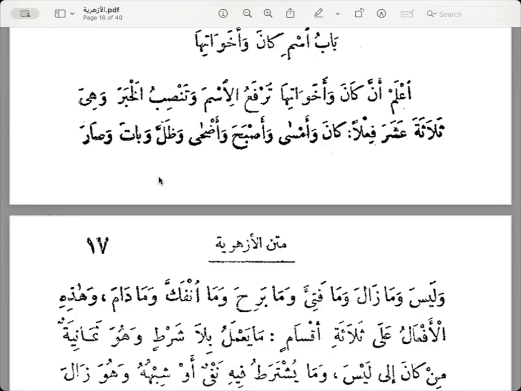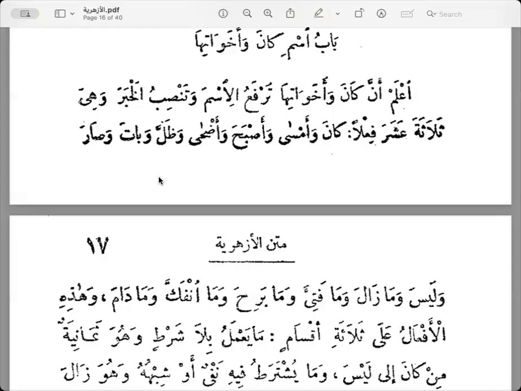So it is originally coming from huwa sajid, and then bata sajidan, dhalla sajidan, sara sajidan. The structure is mubtada and khabar. Does that make sense? I think so. Yeah. Right.